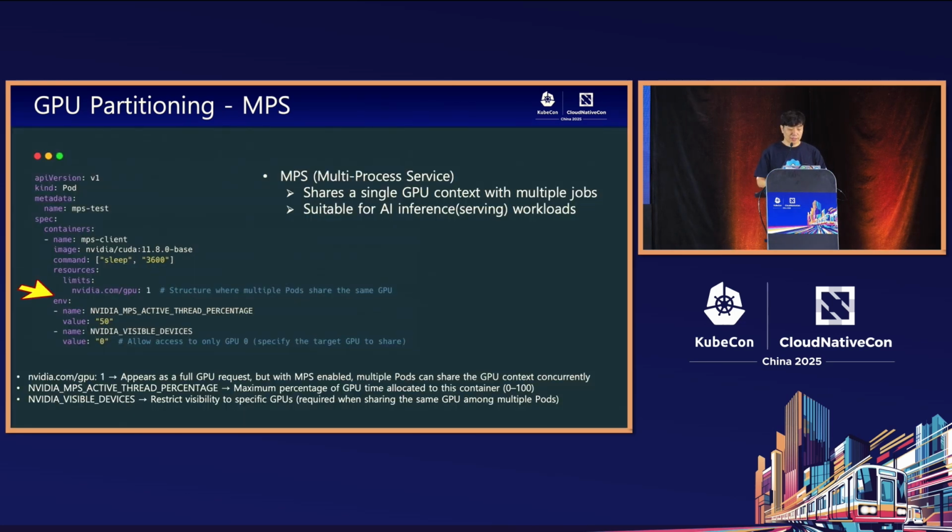Another solution is MPS, Multi-Process Service. It is a technique where a single GPU context is shared with multiple jobs. So it is a good fit for AI inference workloads, and MIG, the multi-instance GPU, is good for AI training.